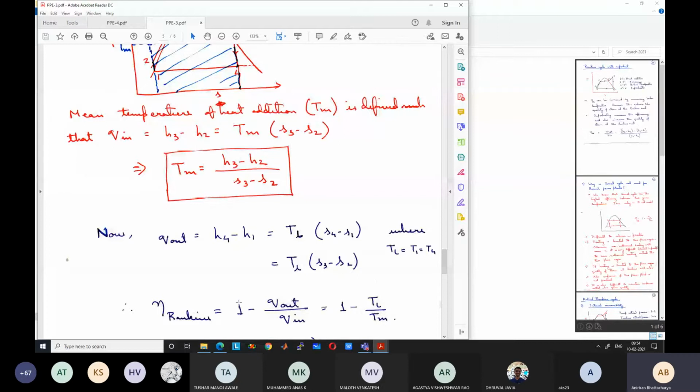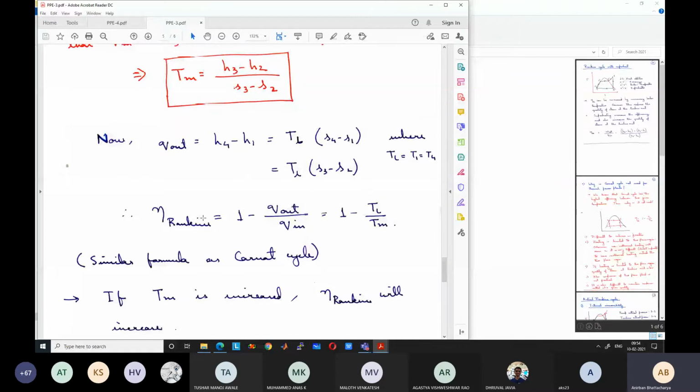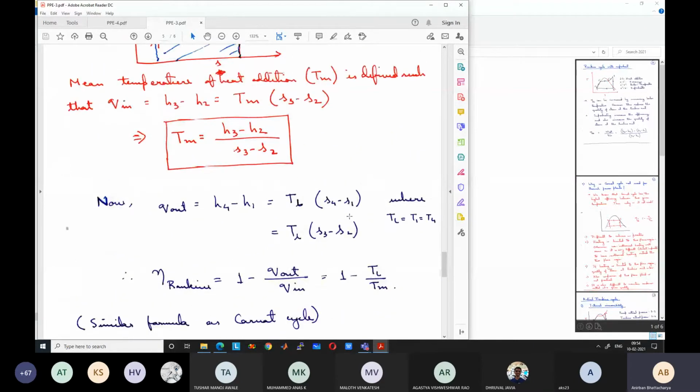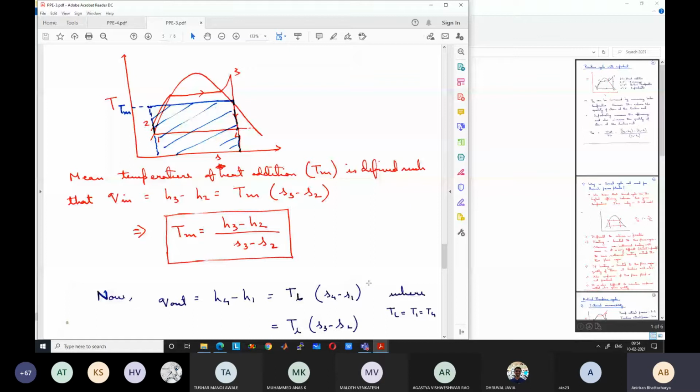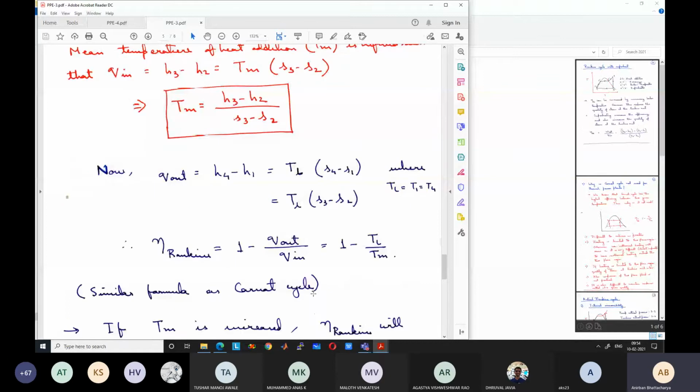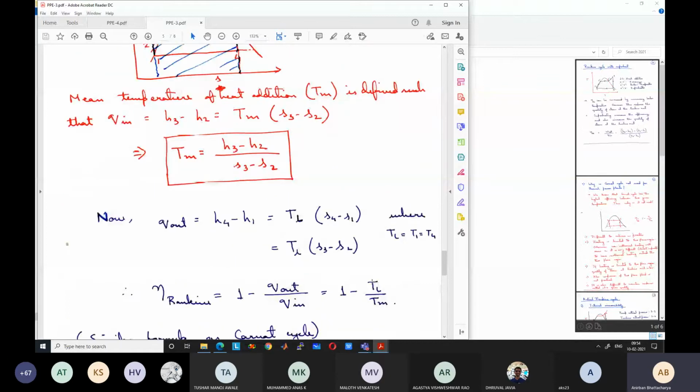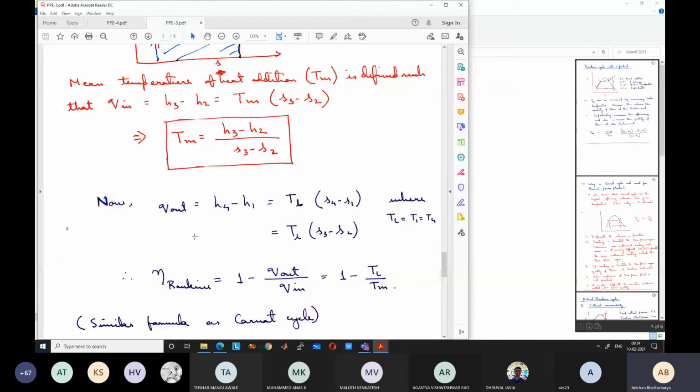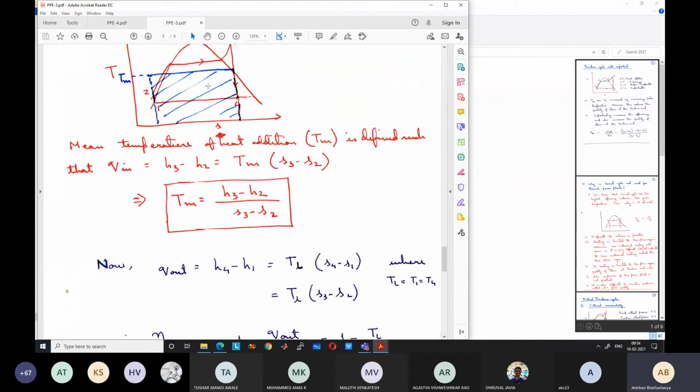So our aim was to increase somehow the mean temperature of heat addition or lower the mean temperature of heat rejection. And we have seen that we can increase the mean temperature of heat addition by increasing the boiler pressure, or we can decrease TL by lowering the condenser pressure. Another way of increasing Tm was to increase the superheating, but that is limited by the material of the turbine blades.